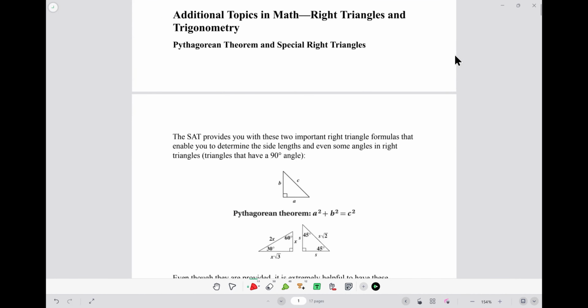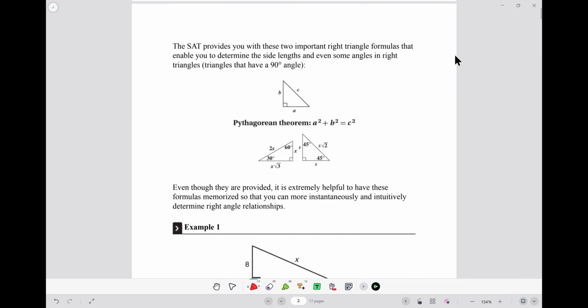I'm going to start with the Pythagorean theorem and special right triangles. We already know what a right triangle is. A right triangle is something like this, and by the phrase right triangle we understand that this angle is 90 degrees. Am I correct? If you understand, please do respond. Okay. This is basically a right triangle, where we have an angle of 90 degrees.